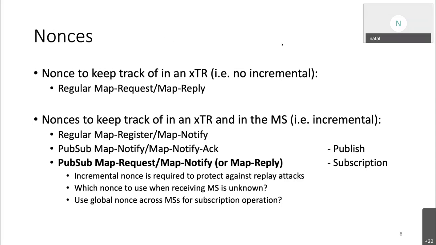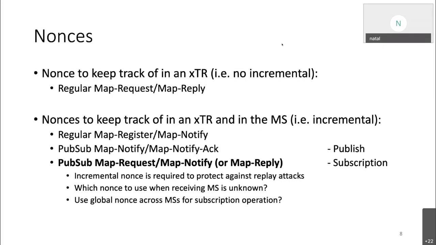So a man in the middle, for instance, can capture a packet, and even though it may not modify it, it can send it again at a later time and break the system. In PubSub, since both the subscription and the publication are subject to replay attacks, you need to protect both with incremental nonces. The publish should be easy to keep track of. You have the map server and the xTR exchanging map notify and map notify ACK, and every time a new publication is sent, the nonce is increased. So the xTR can verify that the nonce is valid and the map notify is accepted.